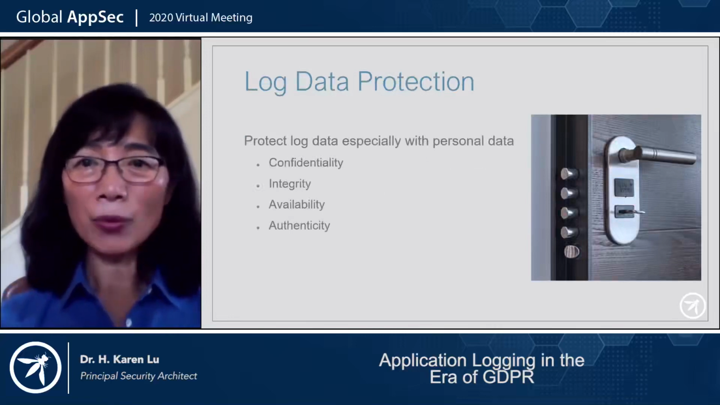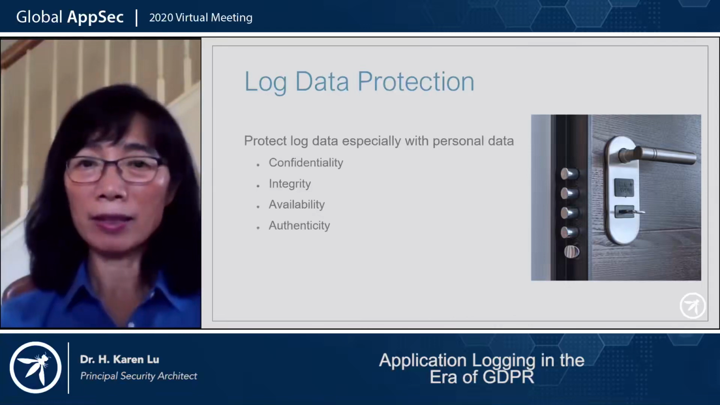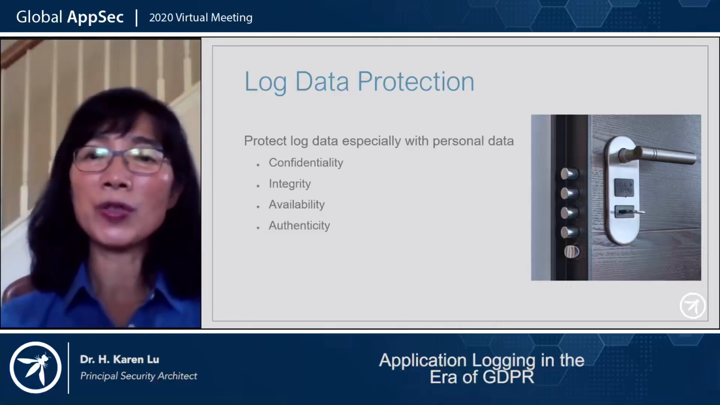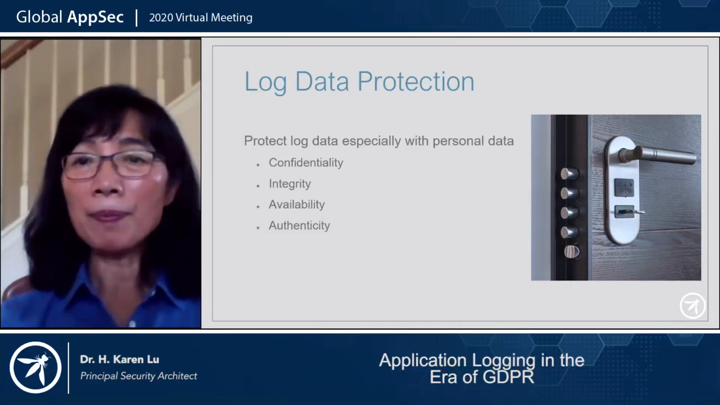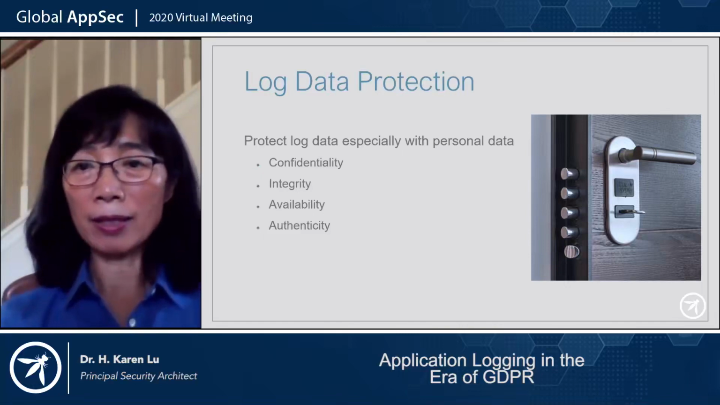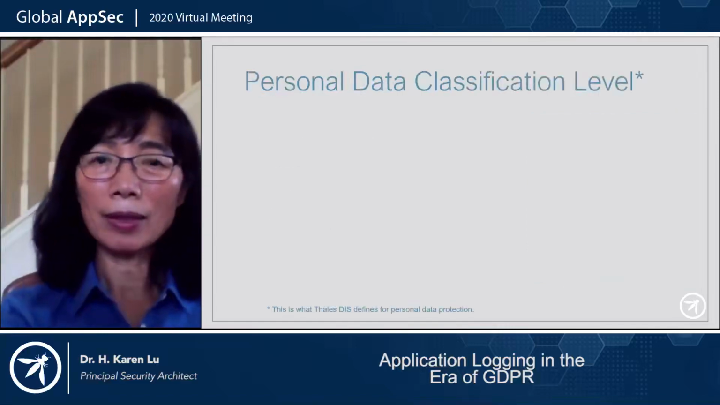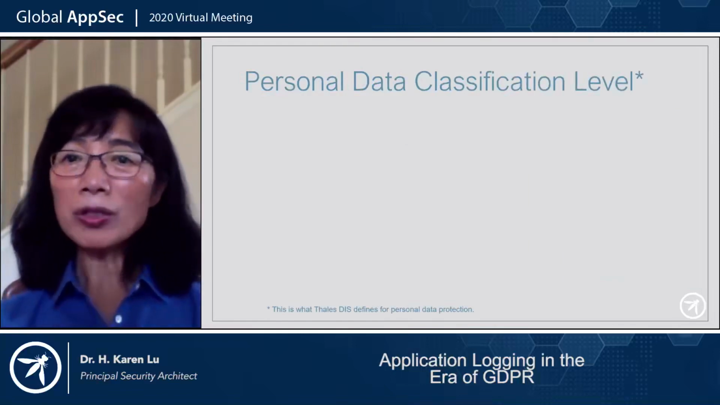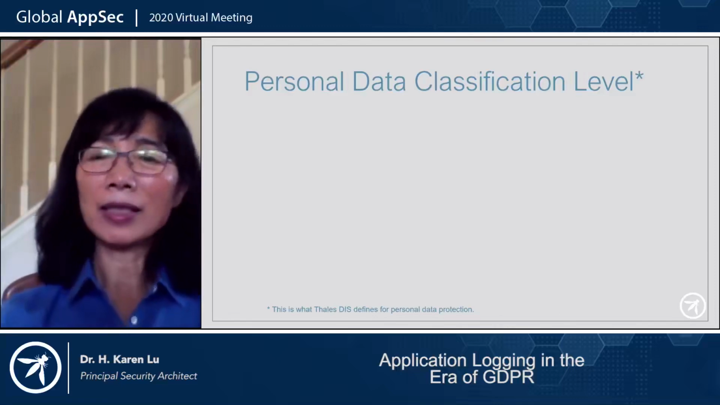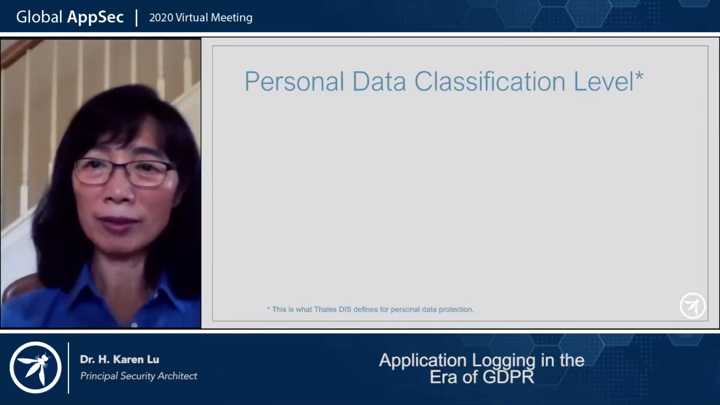For log data protection, we need to ensure confidentiality, integrity, and authenticity. Security requirements of protection may depend on the type of personal data, sensitivity of it, the impact if disclosed, and the hosting infrastructure, including applications, security level. How do we do that? Within Thales DIS, in order to build a personal data protection framework and implement privacy by design, we classify data based on impact caused by unauthorized disclosure.